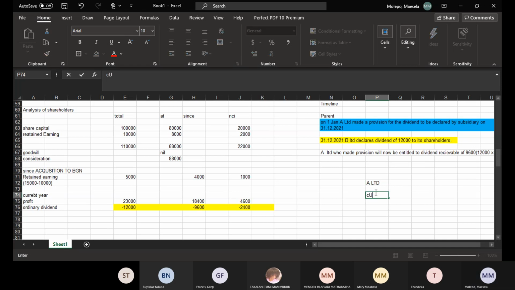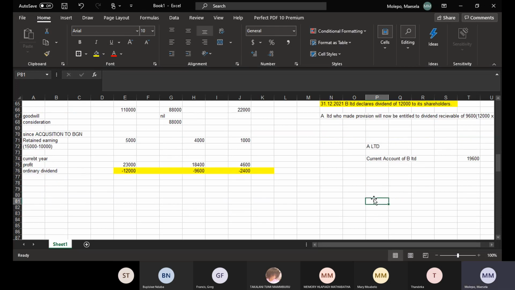So the current account of B Ltd is sitting at 19,600, and I, as A Limited, am having the current account here, so here it will be B Limited. The current account of A Ltd is 10,000. So since me as A Limited, I'm having the current account in B Limited as 10,000, and he has the current account in me with 19.6.